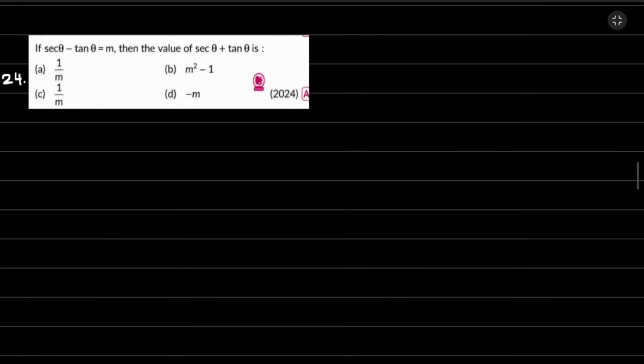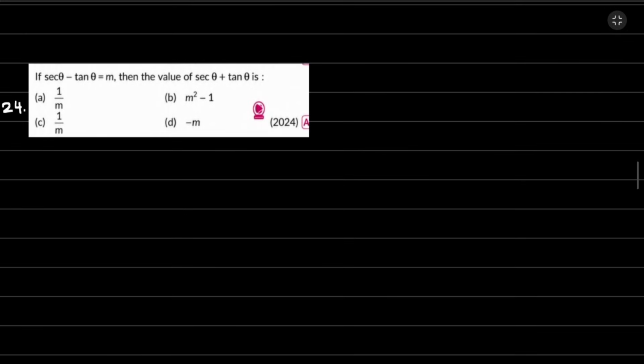Question number 24. If secant theta minus tan theta is equal to m, then the value of secant theta plus tan theta is. Let's do it. So as I just told you about the previous, the secant tan identity, the same thing here. So secant square theta minus tan square theta is equal to 1. This you have to remember.